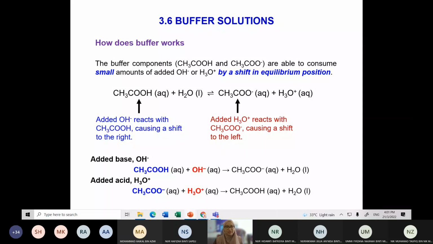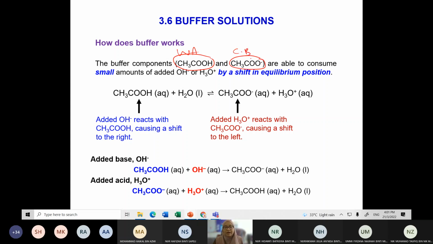Okay, alright, so let's go through it together. Okay, the buffer component, this is subject to acidic buffer. How do we know this is acidic buffer? Because this is an acid. Okay, so this is weak acid. This is the salt, or the conjugate base.